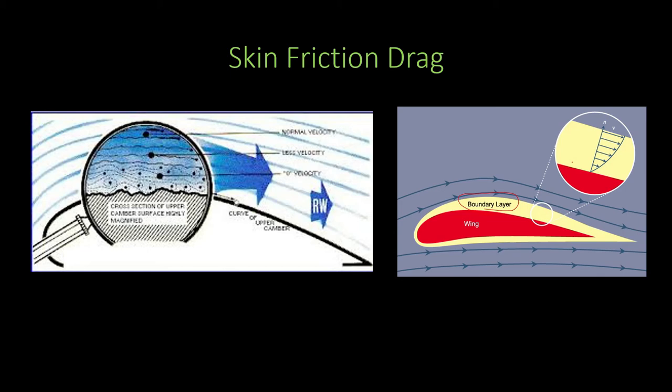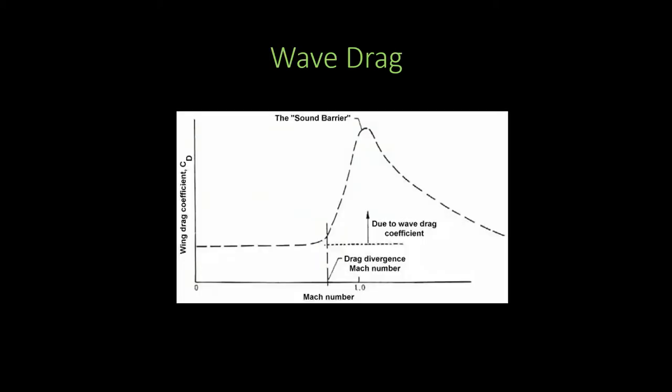Now coming to the next component of the drag, which is wave drag. Now let us consider the CD versus Mach number graph. As the Mach number increases from 0 to the drag divergence Mach number, you can see there is an almost flat curve, and this basically comprises skin friction drag plus form drag. But as the drag divergence Mach number is reached, there is a certain form of drag known as wave drag which comes into the picture.